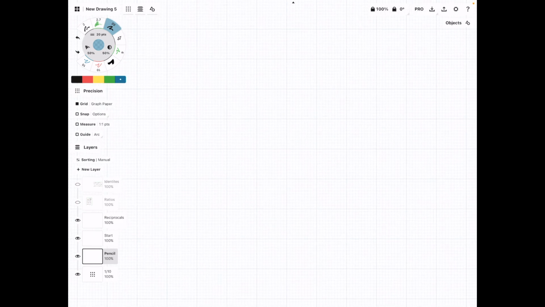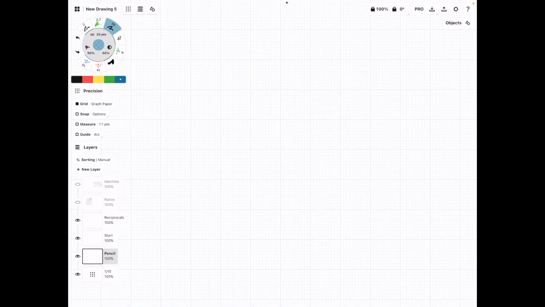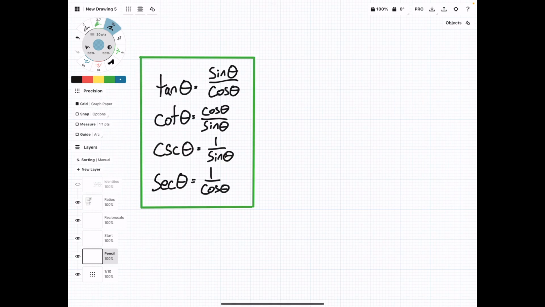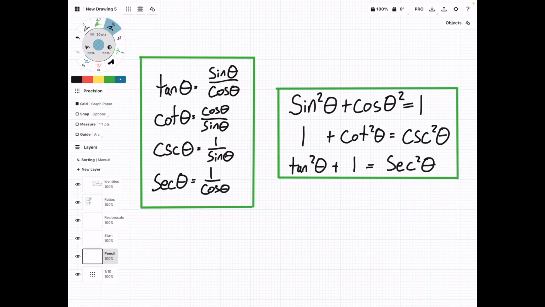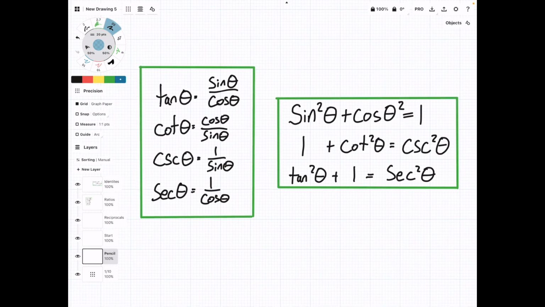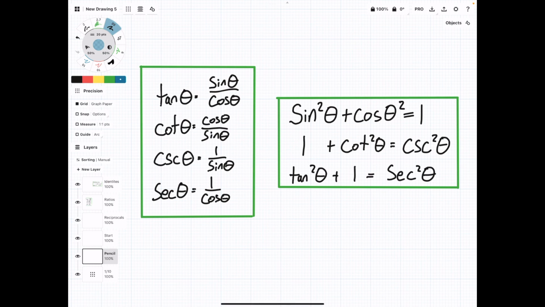To fill in the rest of the table, we're going to need a couple tools. One of those being the general trig ratios. We know that tangent of theta is equal to sine of theta over cosine theta. Cotangent of theta is equal to cosine theta over sine theta. Cosecant theta is 1 over sine theta. And secant of theta is 1 over cosine theta. So we'll need these. And then we'll also need the identities. So sine squared theta plus cosine squared theta equals 1, and then 1 plus cotangent squared theta equals cosecant squared theta, and then tangent squared theta plus 1 equals secant squared theta. So we're going to use a combination of these identities and ratios to fill in the rest of the table.